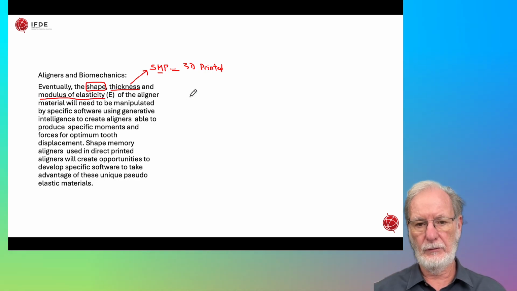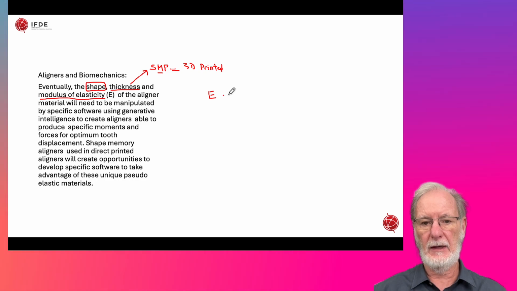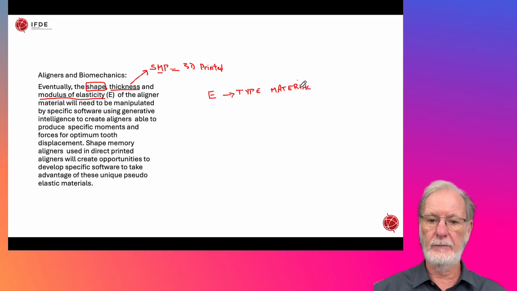We all know that in orthodontics. We've calculated this with all our wires. The E in this case has to do with the type of material that you will be using. They all have a different modulus of elasticity, and depending on what is needed, you may be able to use a different material to obtain the movement that you want.